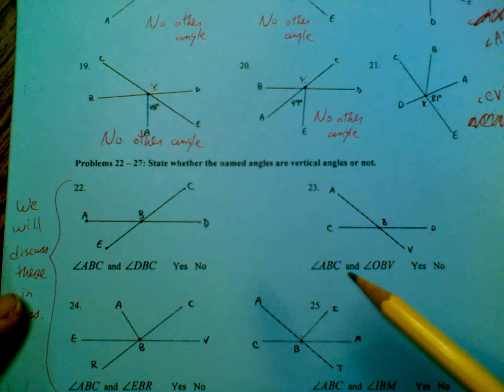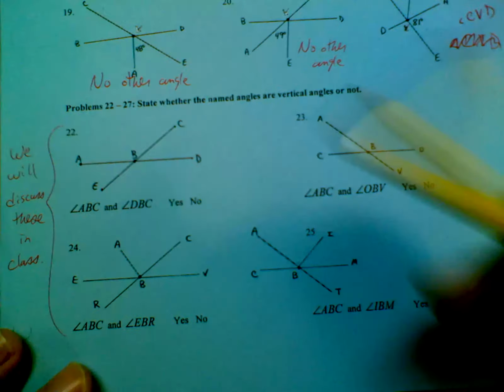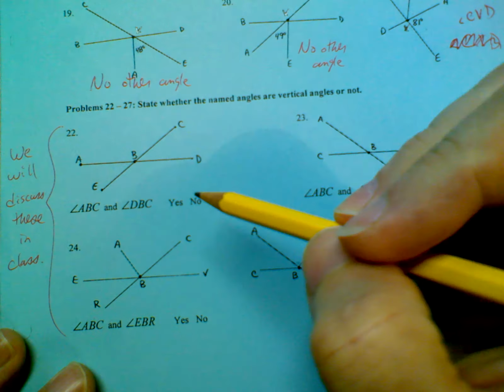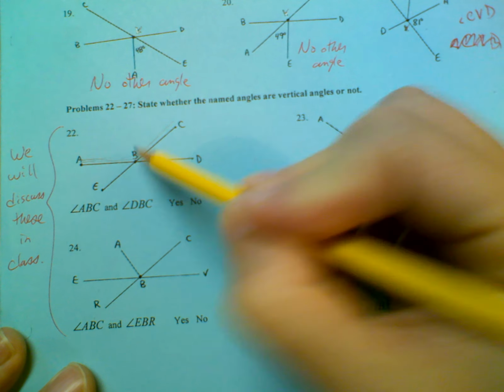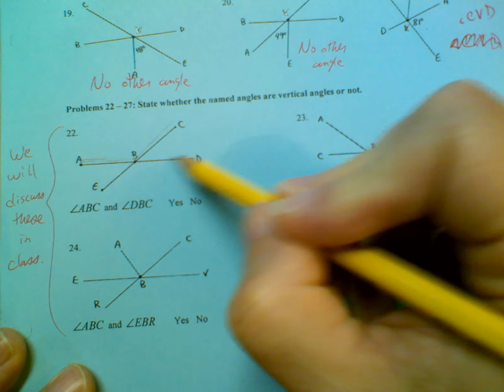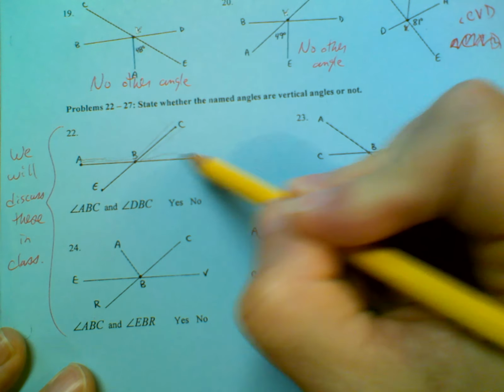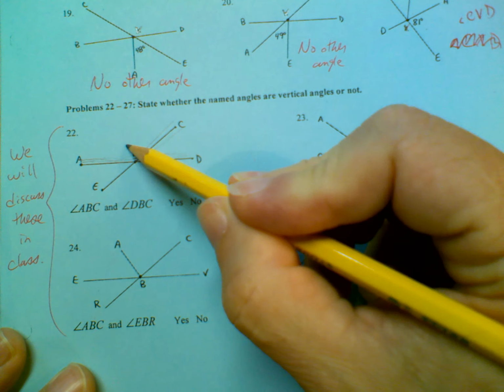All right, this is lesson 3-4, but there's a few homework problems from 3-3 I left unanswered that I said we would discuss in class. So let's discuss these now. Angle ABC, that's this angle here, and angle DBC, that angle there. Those are not vertical angles. They are side by side.